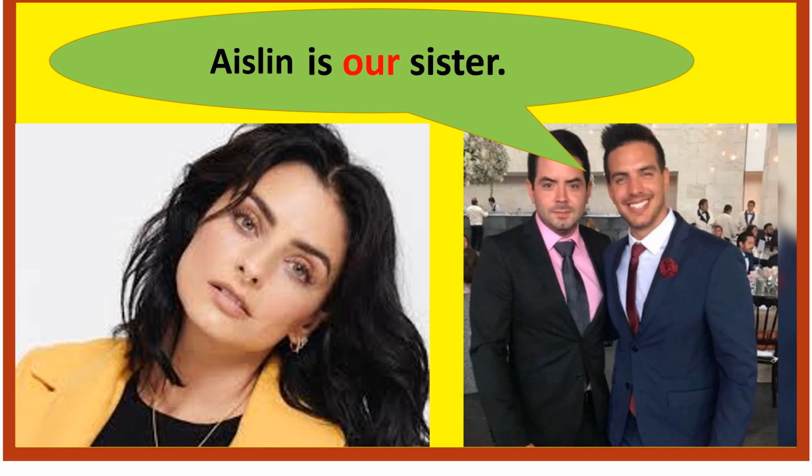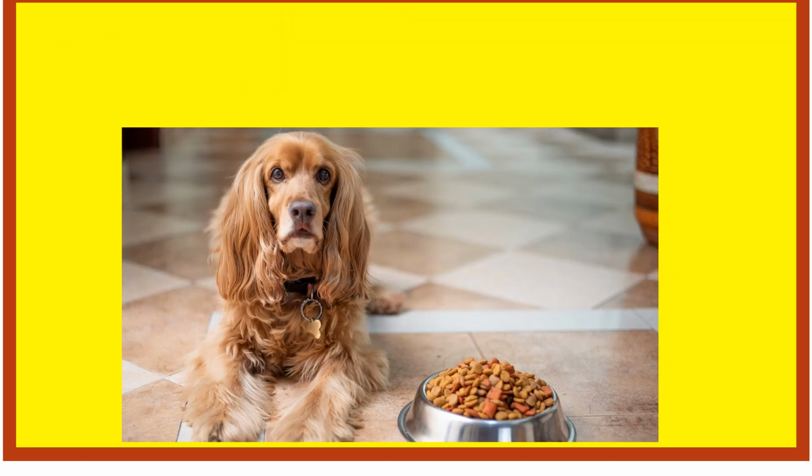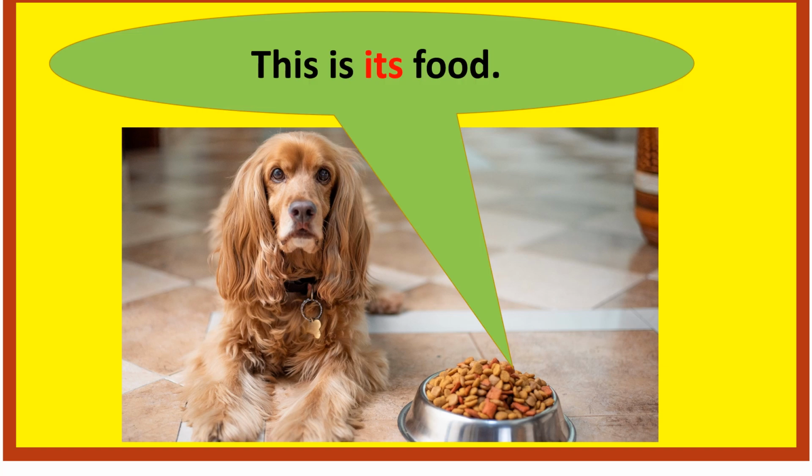Or you can say Aislinn. Pueden decir she o pueden decir Aislinn. Es nuestra hermana. This is its food. Esta es su comida. ¿Su comida de quién? De eso, de ello, del perro. ¿Ok?